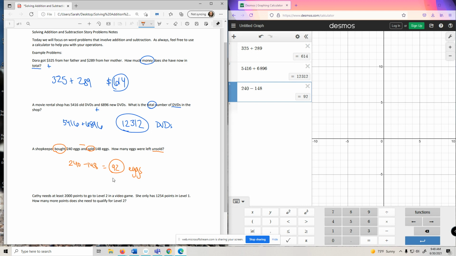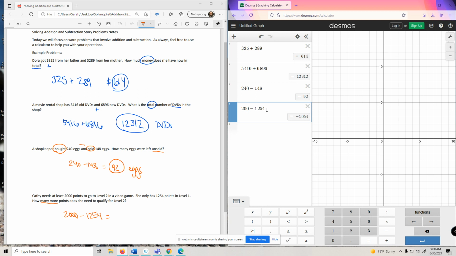Last but not least, Kathy needs at least 2,000 points to go to level 2 in a video game. She only has 1,254 points in level 1. How many more points does she need to qualify for level 2? Whenever you're being asked how many more, that's asking for the difference, which is once again subtraction. So we're going to do 2,000, how many points she needs, minus how many points she has right now, 1,254, to figure out how many more she needs to qualify. Once again, we can use Desmos for our calculation.